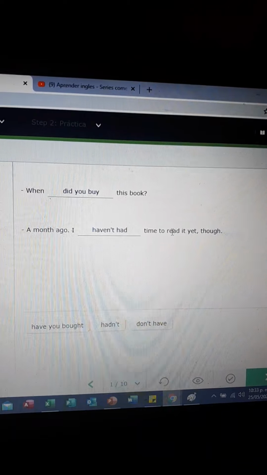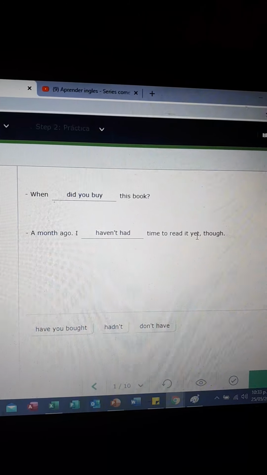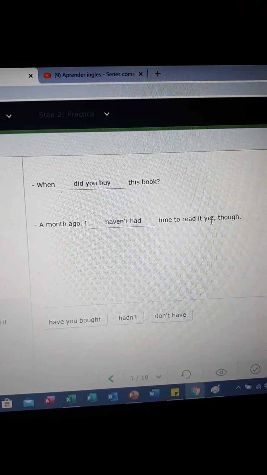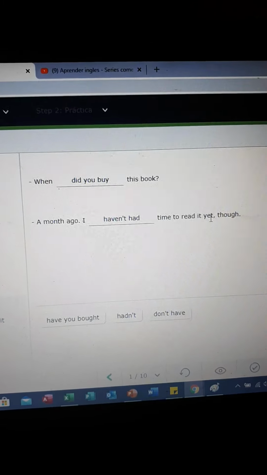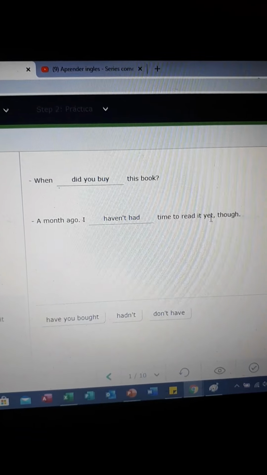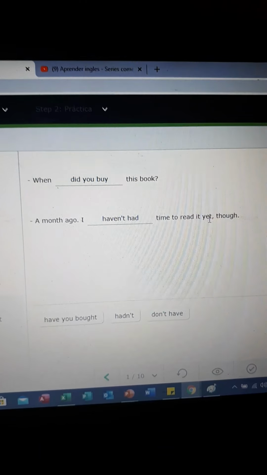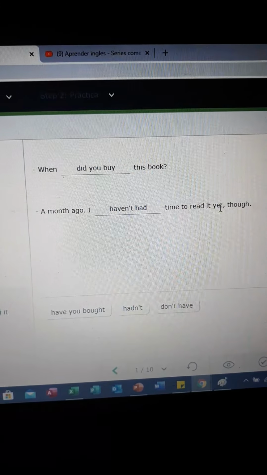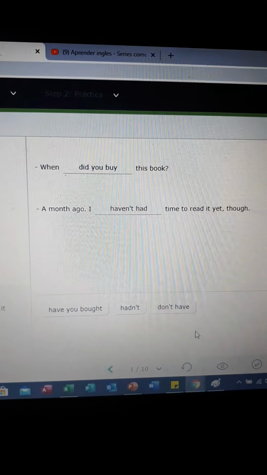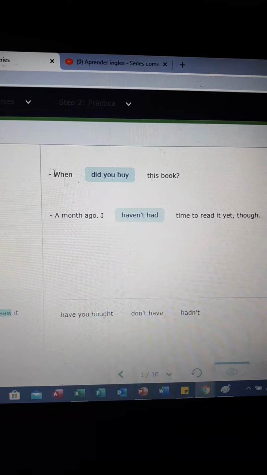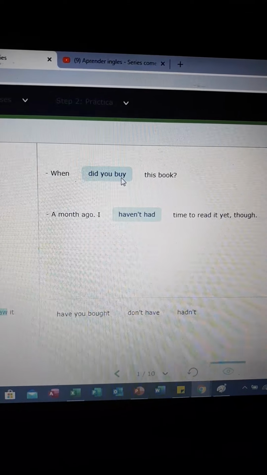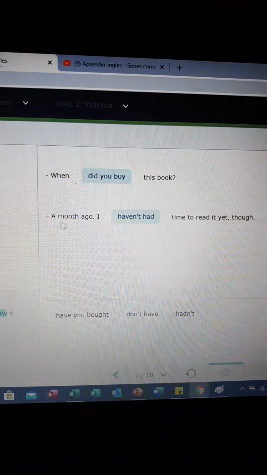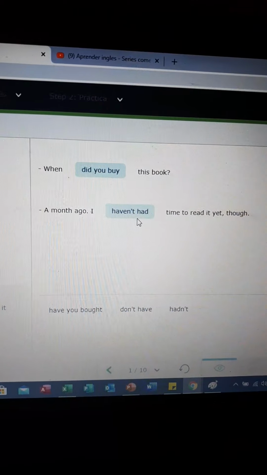Remember that if we are working with yet, already, ever, never, just, we can use present perfect in positive or negative, okay? But yet, remember that yet always works with the auxiliary in negative, okay? So is it correct? Let's see. Oh, perfect. So the question is in simple past and the answer is in present perfect, okay?